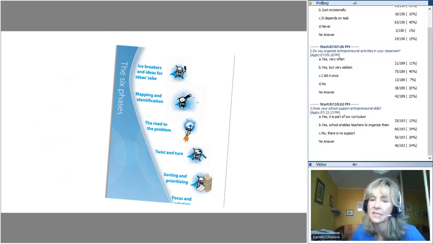This one is creative cards. So it's a set of 54 cards with really lots of ideas and exercises, focusing on problem solving. And you can see there are icebreakers, mapping, the road to the problem. So really a great set of cards, and you can download, everything is free. So you can download them and use in your classroom. This was produced by Junior Achievement, a non-profit organization from Norway.